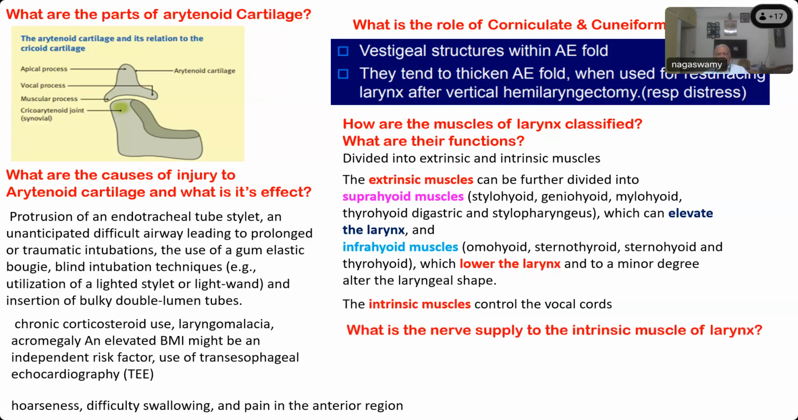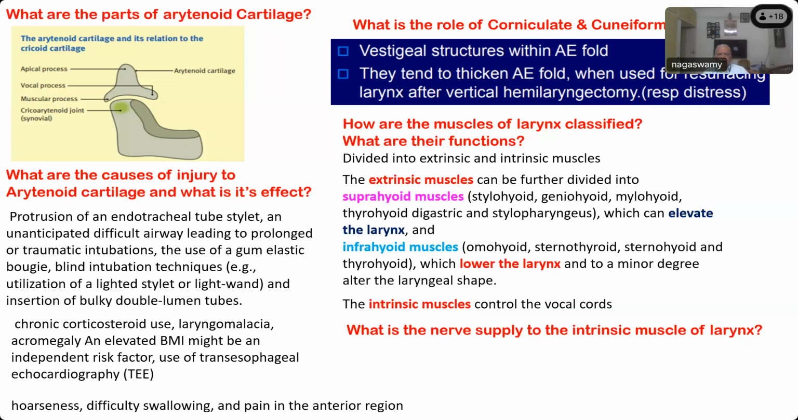What is the nerve supply to the intrinsic muscles of the larynx? So we have to know more in detail about the intrinsic muscles which are controlling the function of the vocal cords, like abduction, adduction, tension. So what is the nerve supply? Usually the damage caused to the nerves affects the function of the vocal cords, which results in post-op respiratory obstruction problems. So we have to know all about the intrinsic muscles' nerve supply.